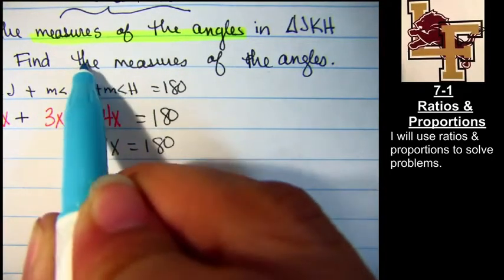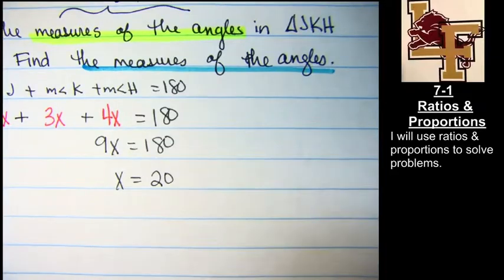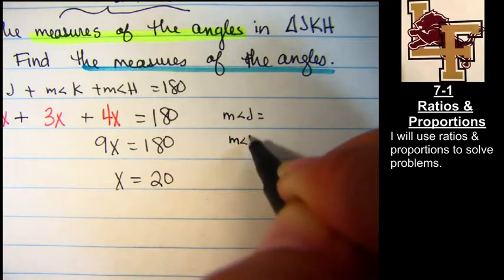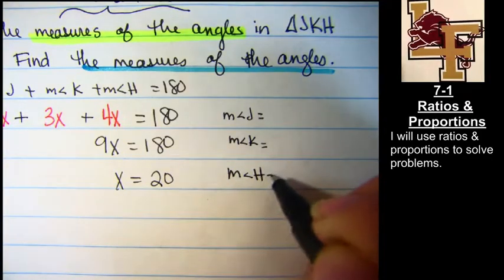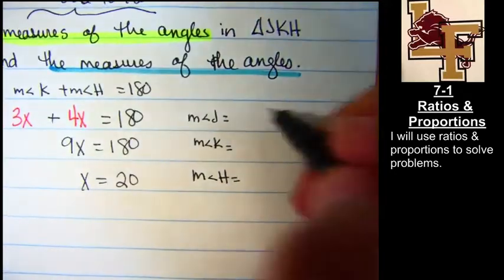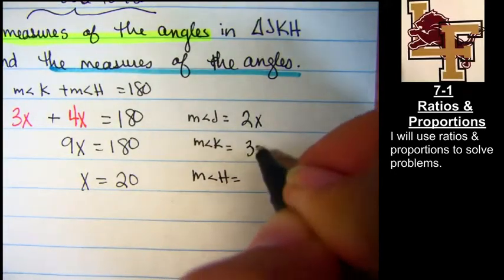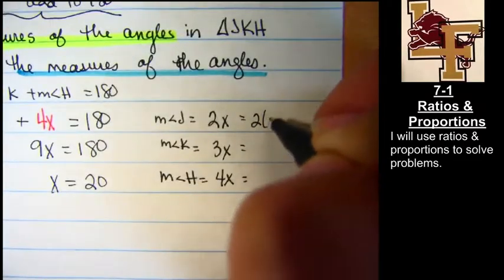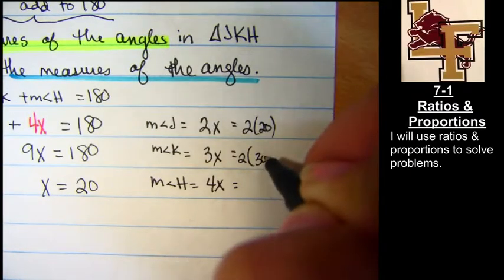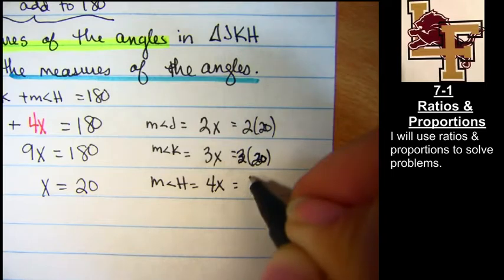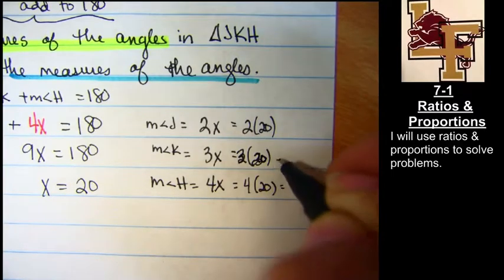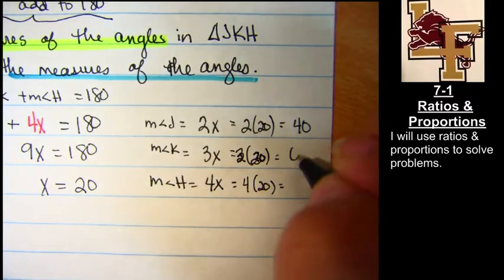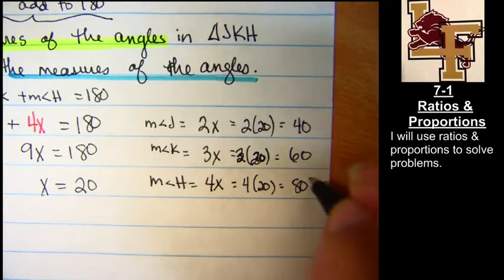I was actually after the measures of the angles. So I want to know, what is the measure of J and the measure of K and the measure of H? Well, I chose J as 2x, K is 3x, and H is 4x. So I should substitute x into each one of these just to see what happens. 2 times 20 is 40. 3 times 20 is 60. 4 times 20 is 80.